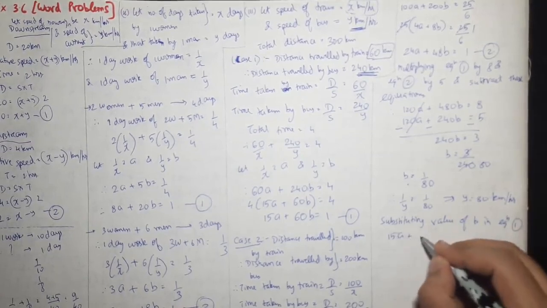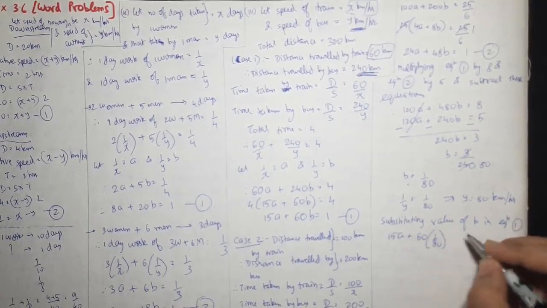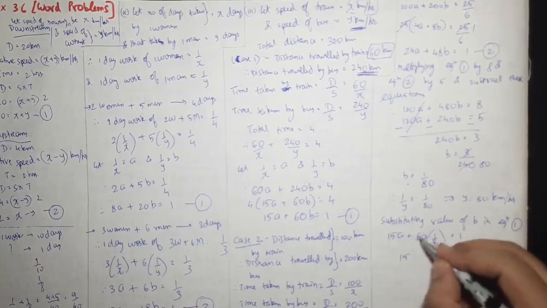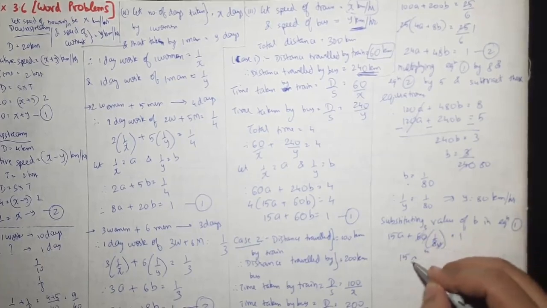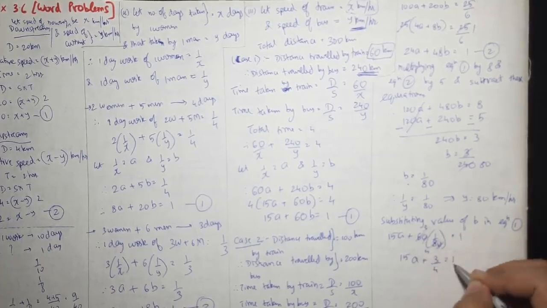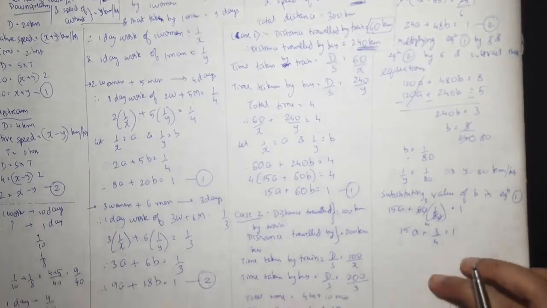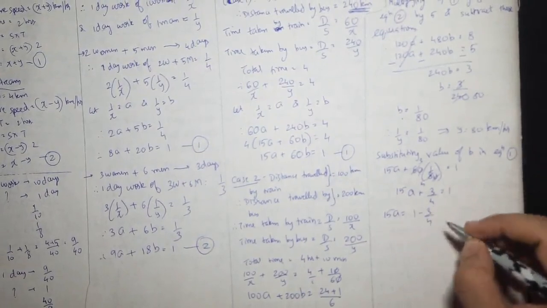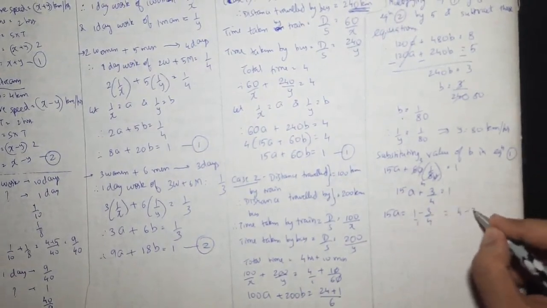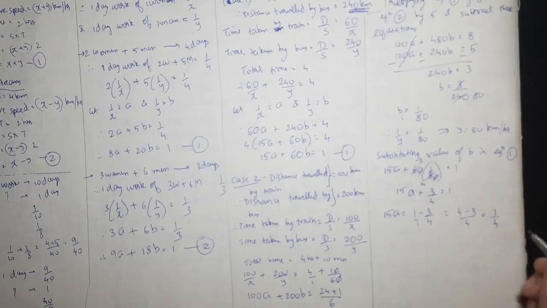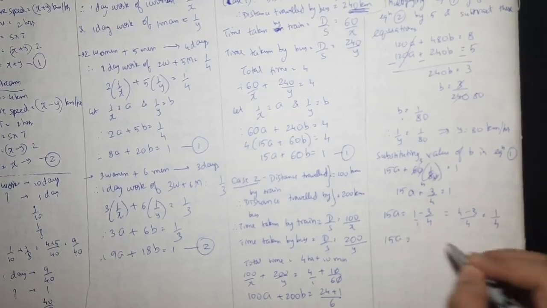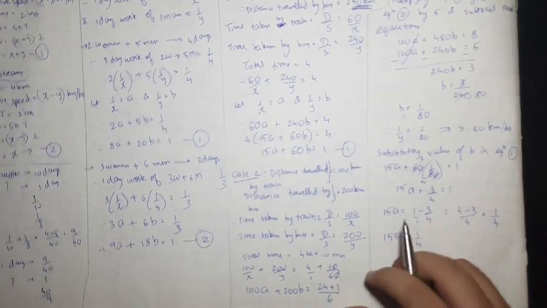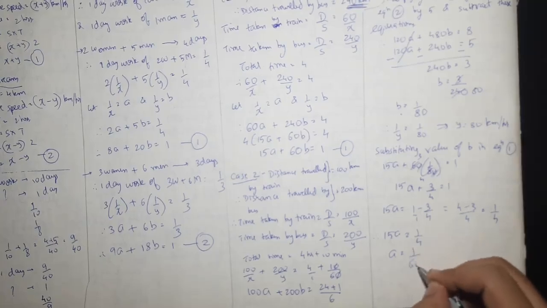So 15a plus 60 into 1 by 80 equals 1. The zeros cancel out, and this becomes 15a plus 3 by 4 equals 1. Now this 3 by 4 will go on the right hand side. So 15a will be 1 minus 3 by 4. Taking LCM, 4 minus 3 is 1 by 4. So 15a will be 1 by 4. This 15 will go in the denominator and get multiplied with 4. A equals 1 by 60.